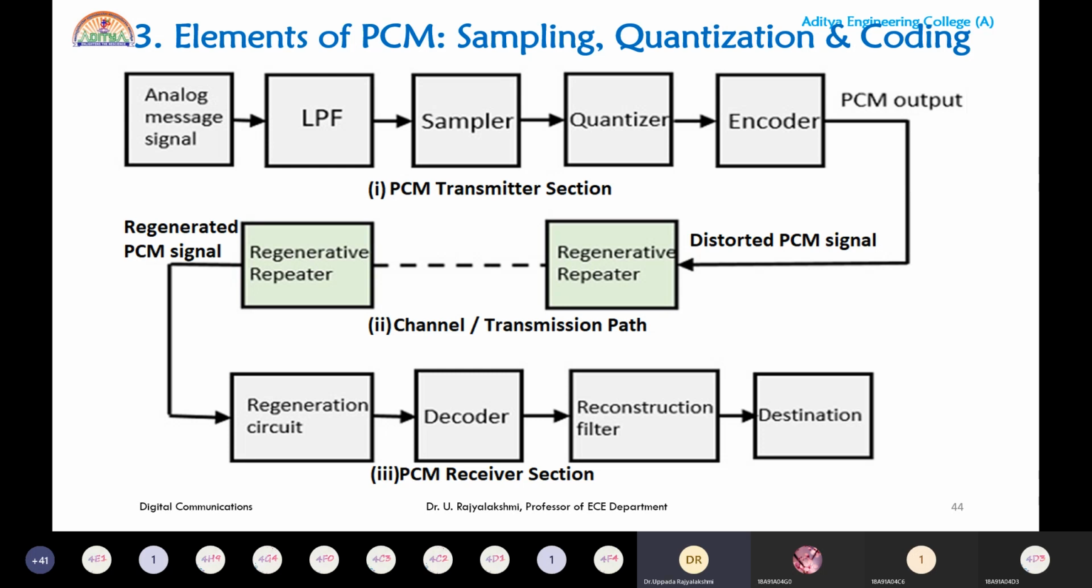So what is A to D conversion? An A to D converter consists of three sections, namely the sampler, quantizer and encoder. Next, in the channel we have regenerative repeaters, and in the receiving section we have the decoder followed by the reconstruction filter. That reconstruction filter is nothing but the low pass filter.